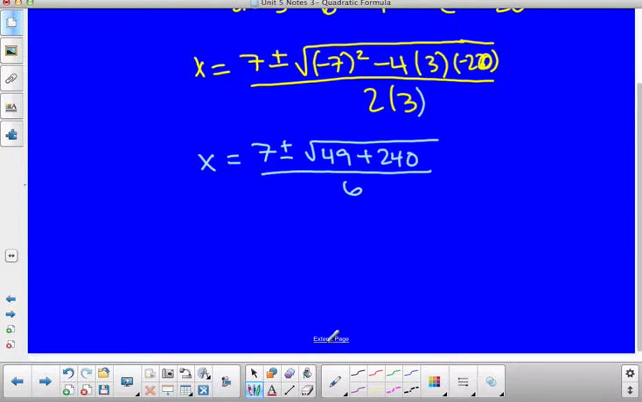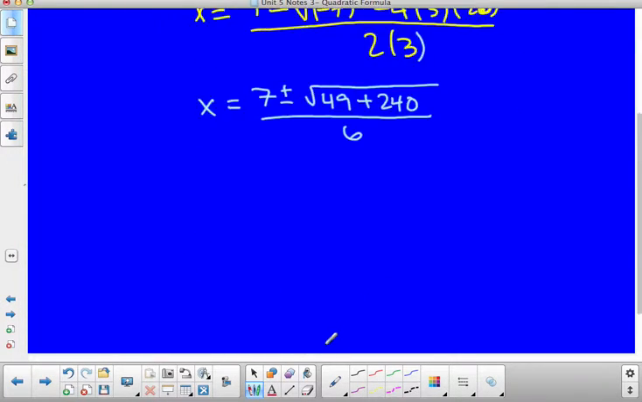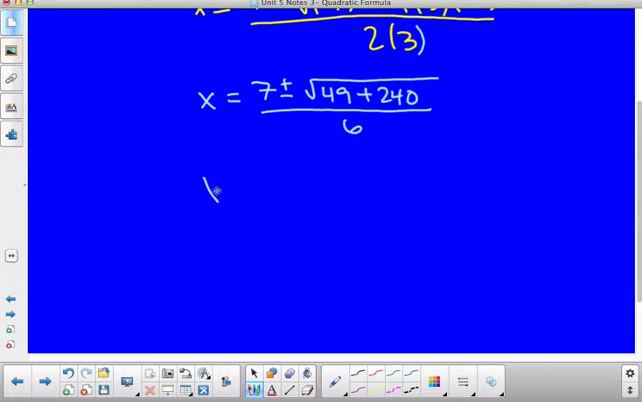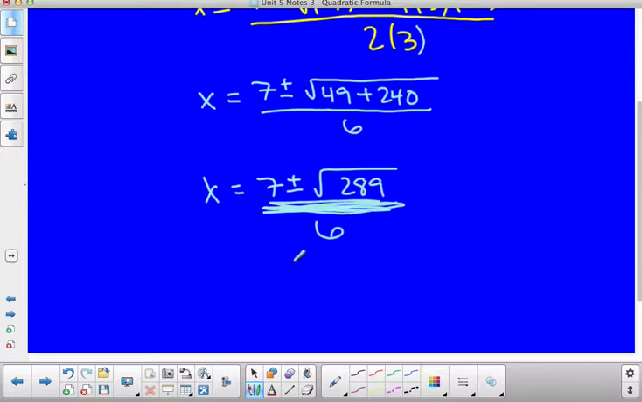So let's keep going. When I add those together, I have 7 plus or minus the square root of 49 plus 240, which is 289, all divided by 6. Notice that my division is under the whole thing, not just the radical, the whole thing. It's a very common mistake that people make. Keep going. Simplify the square root of 289. 289 is one of those perfect squares. If you knew your list of perfect squares, that would help you. Square root of 289 is 17, all over 6.